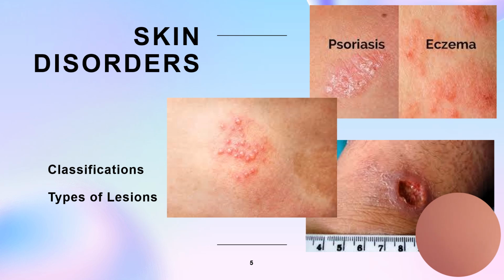Now we do have different types of lesions. We've got primary lesions, which are considered to be like vesicles. They're usually circumscribed and they're less than 1 centimeter in diameter. They can be elevated and they can be filled with serous fluids. This would look like a blister or maybe a chickenpox or herpes zoster lesion.